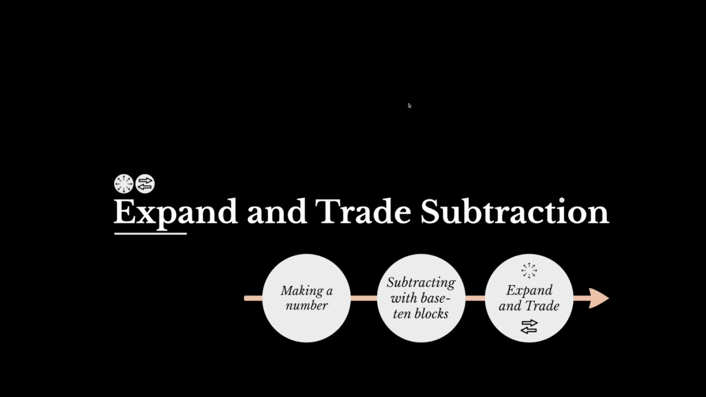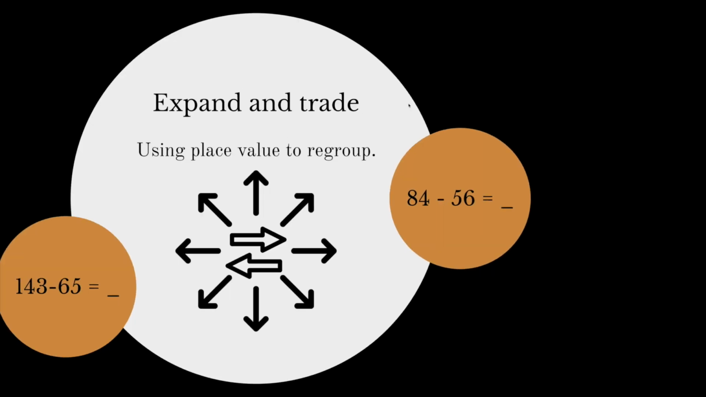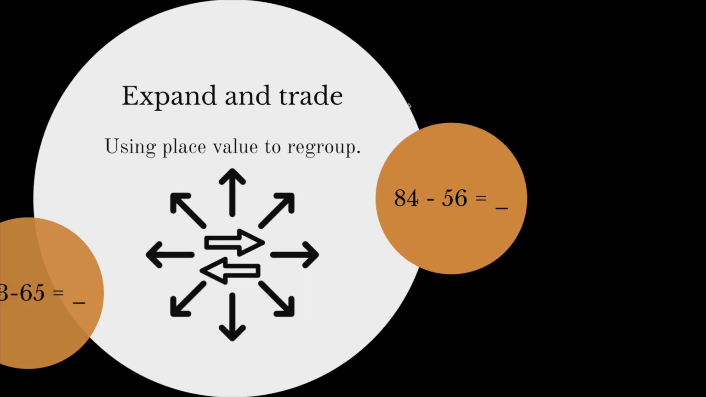Okay, we've made a number using base 10 blocks, we've subtracted using base 10 blocks, and now we're going to explore this new idea called expand and trade subtraction. Expand and trade subtraction uses place value to help us regroup. Let me show you what I mean.